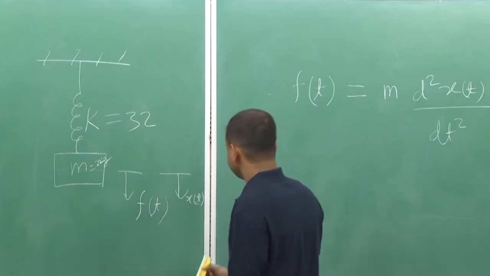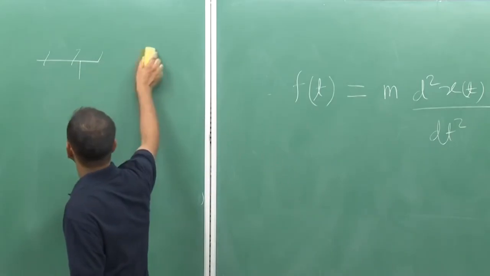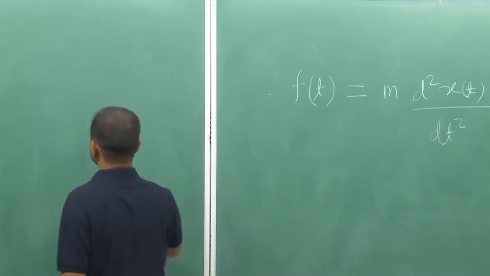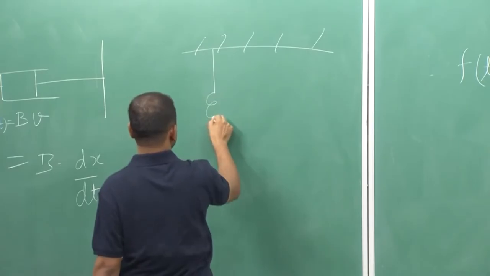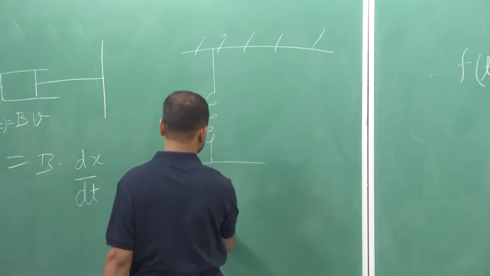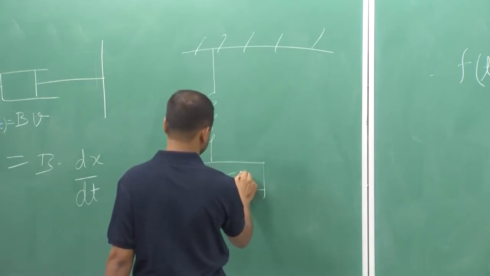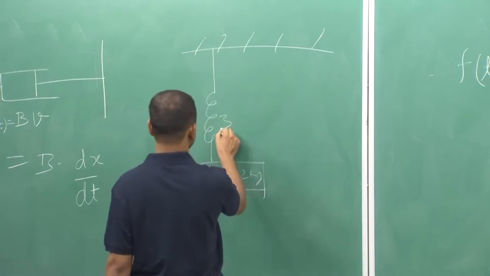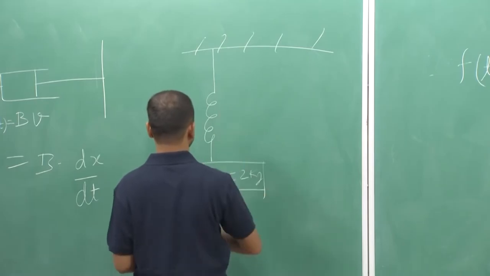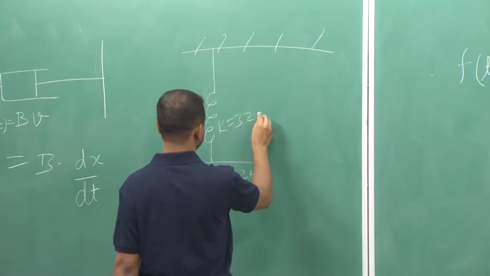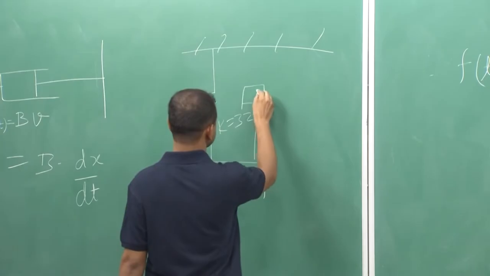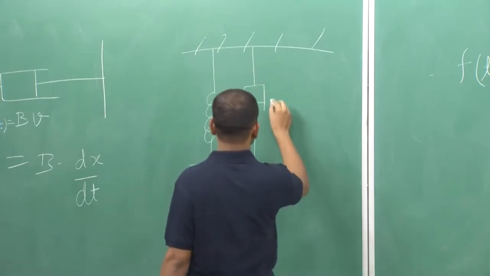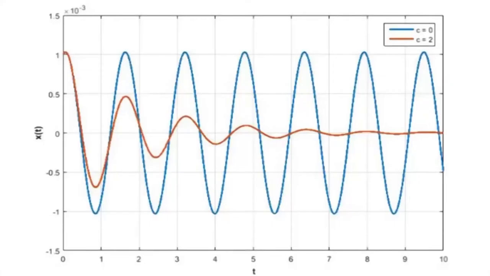Now, let us see if we attach a damper to the system, how it is going to change the dynamics of the system. Suppose this is the spring and one mass is attached to it, it is 2 kg and the spring constant k is 32, and there is a damper and its value is, suppose, 2.